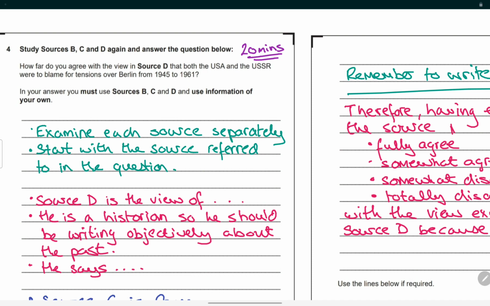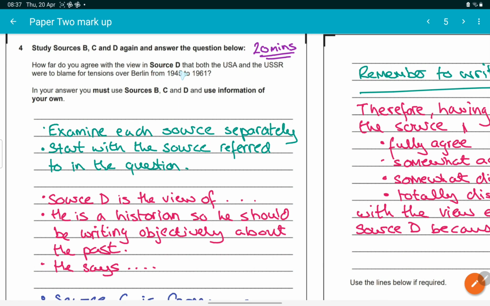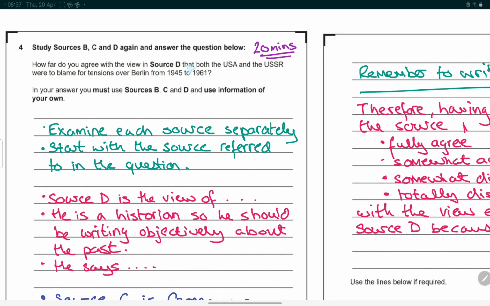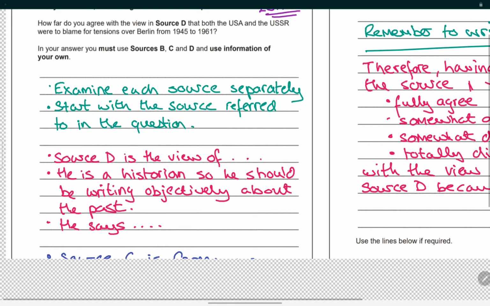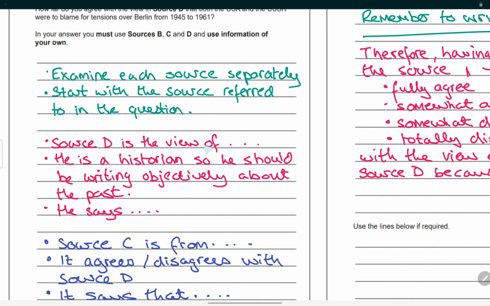So you must examine each source separately. That's what I've said here. Examine each source separately. Start with the source referred to in the question. Okay, so you can see up here, source D is referred to. So you must start with that source. Okay, so you start off by saying source D is the view of.